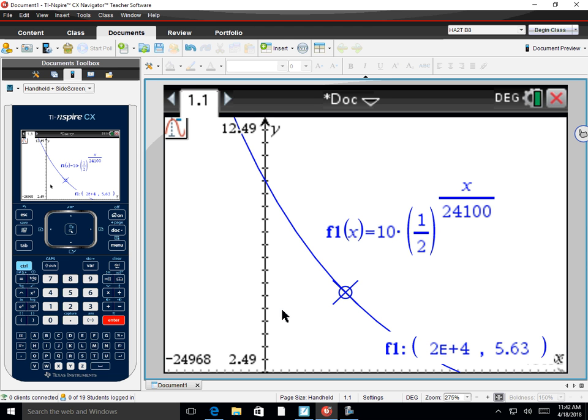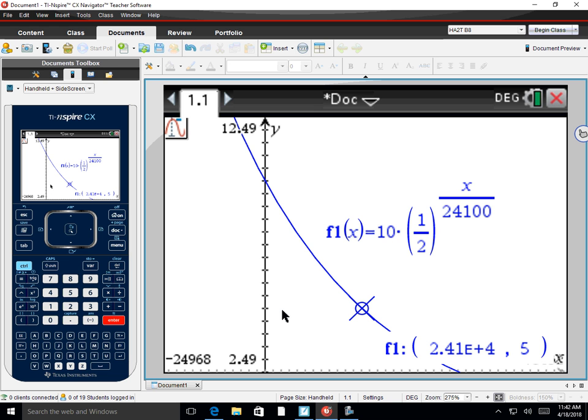As it turns out, I would have to plug in this number right here, this 24,100, because if I take x to be 24,100, 24,100 over 24,100 is equal to 1, right? And then I'll have 1/2 to the first, which is 1/2, and then 1/2 times 10 is 5. Does that make sense? So if I try 24,100, I get right to 5 pounds.